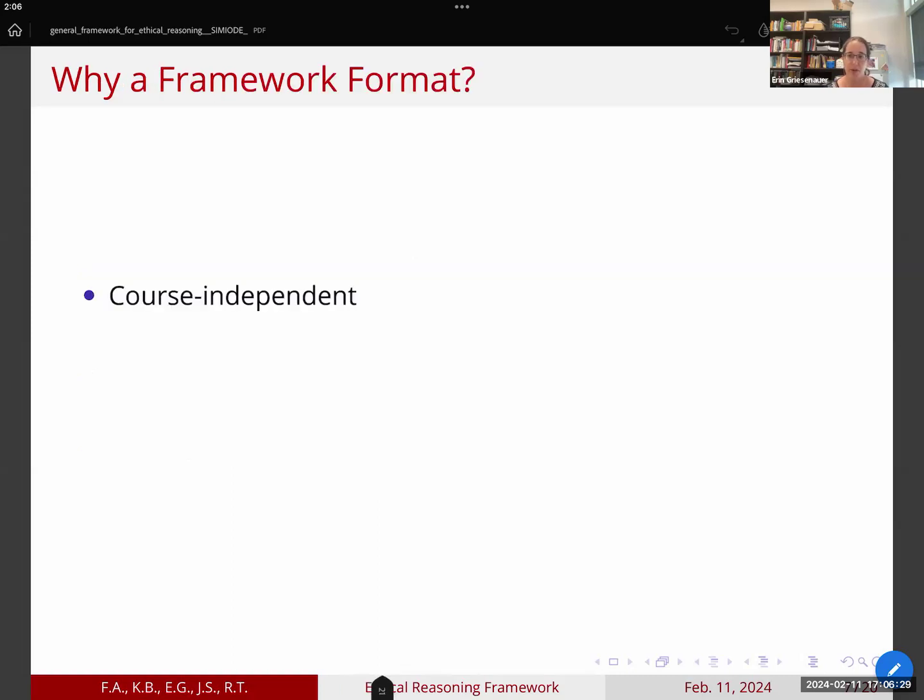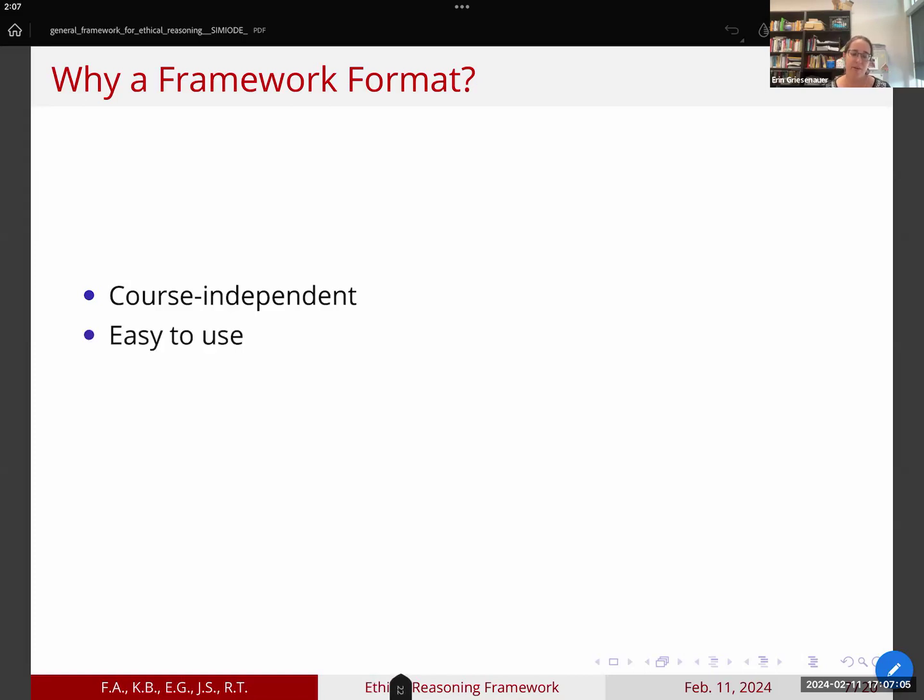Okay, so we chose to build a framework that could be applied in lots of different places, and here's our thinking on that. We wanted a framework that would be course independent, that you could incorporate into any class that has mathematical modeling examples in it. So even, I taught pre-calculus last semester. Even in pre-calculus, we do some modeling and we could talk about the ethical reasoning, through Calc 1 and Calc 2, differential equations, and up into the upper level math classes. We would like this to be something that we include throughout the students' time.